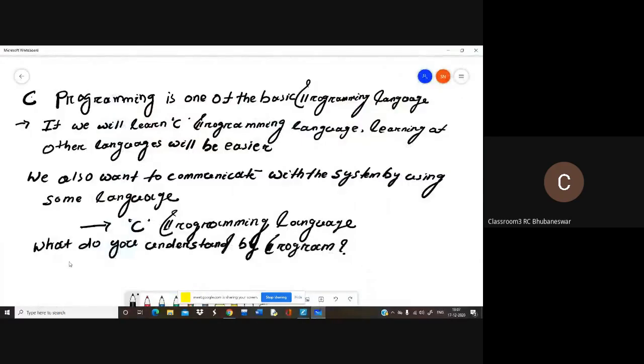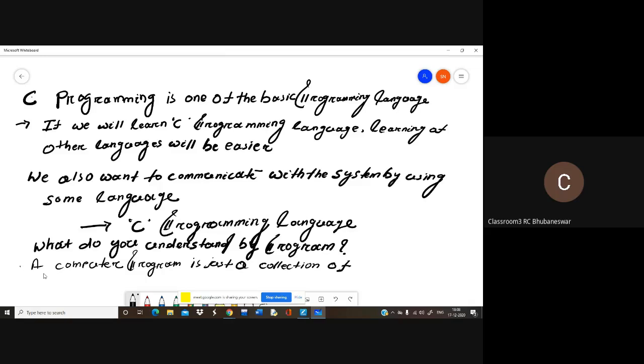Okay, very good. If I summarize your answer, a computer program is just a collection of instructions, rightly told by Mamta. A computer program is just a collection of instructions, right?